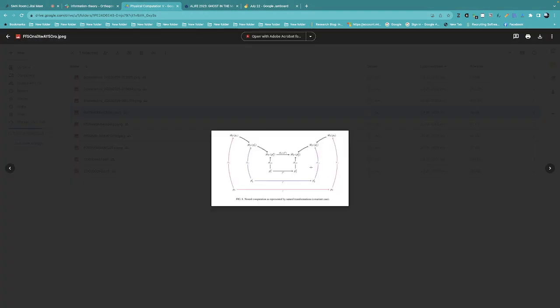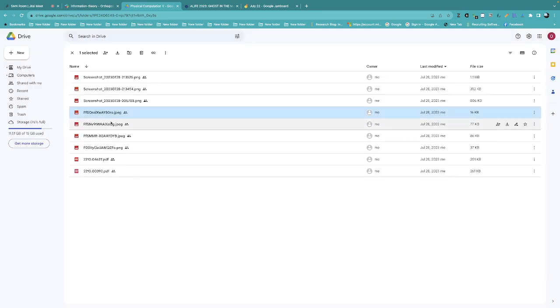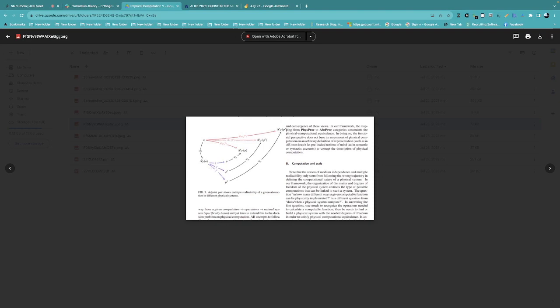This is an example of the nested sets that they're doing, these nested computational models. This is an adjoint pair showing different pathways. They're abstracting a physical system and they're representing it computationally. So this would be like a finite state machine and a digital computer, but they're showing it in a different way. They're using these different categories like phys-proc and abs-proc, which constrain the physical computational equivalence. So, your system has to fit into one of these categories to be considered a computer.